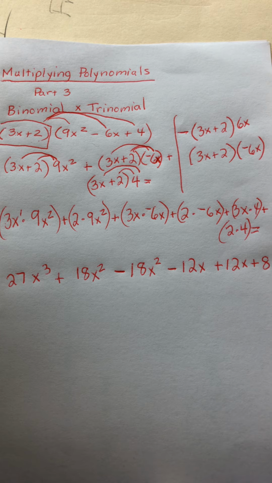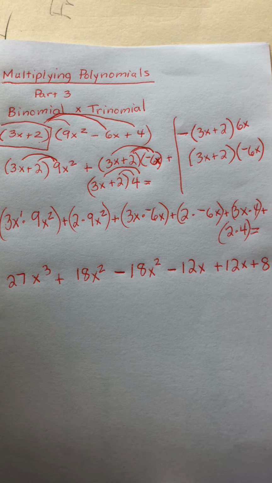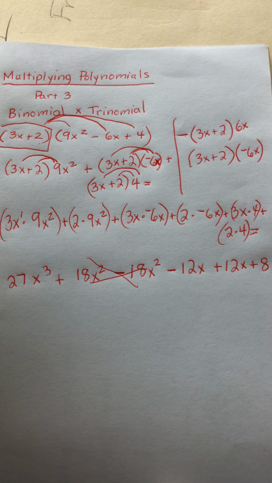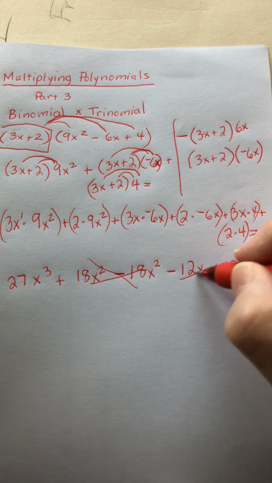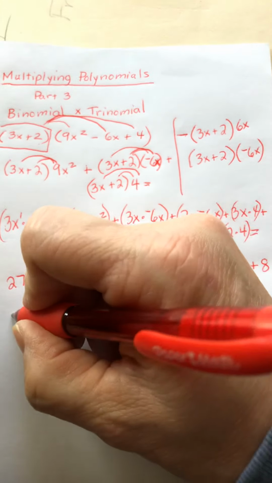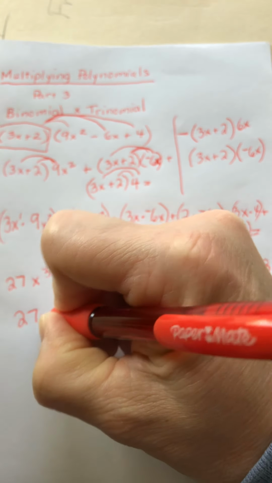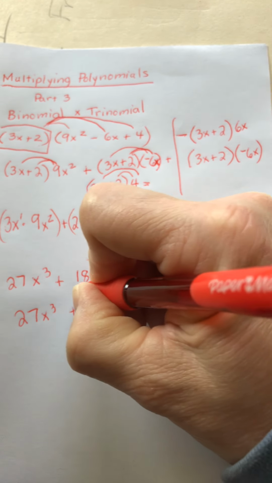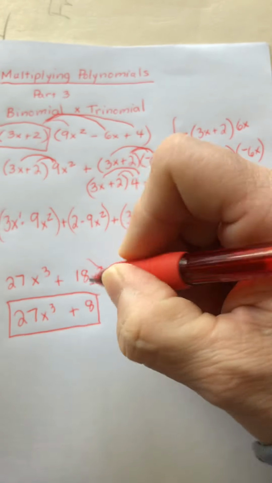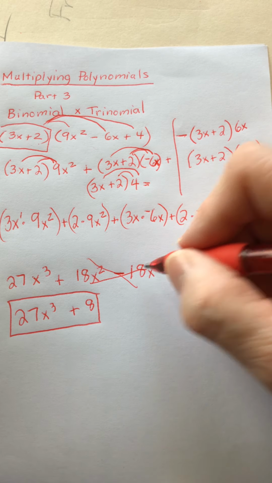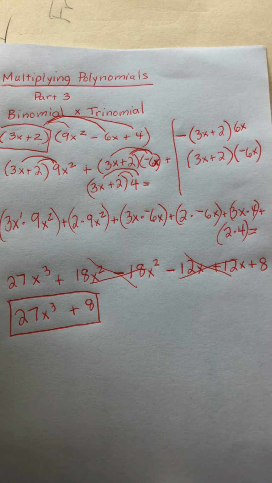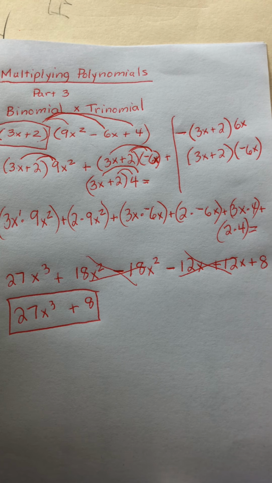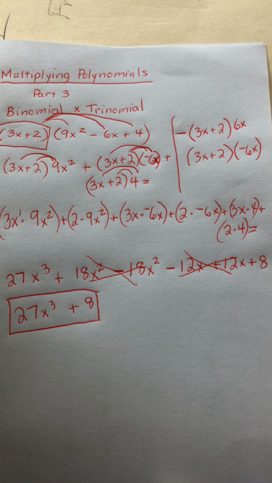Okay, now I'm going to simplify all of that. I'll combine my like terms. What happens here? These two are going to cross out, 18x squared minus 18x squared, and these two also disappear. And I wind up with 27x cubed plus 8. If these were not 18 and negative 18 and negative 12 and positive 12, you'd have had an x squared term and an x term. But my final answer is 27x cubed plus 8.